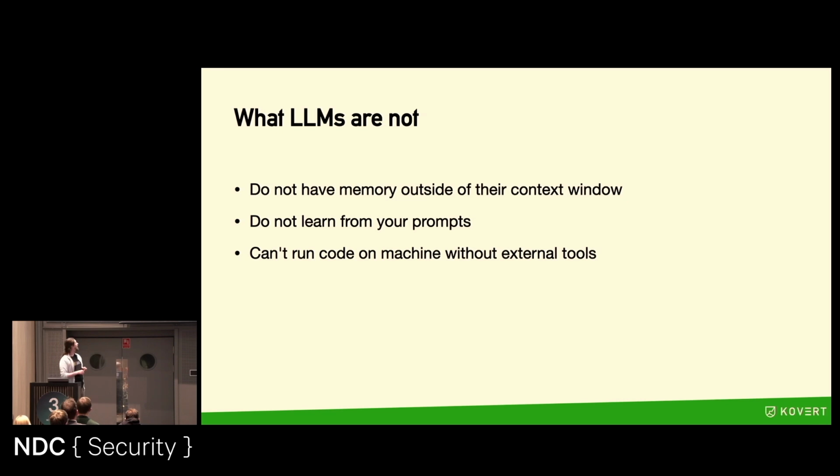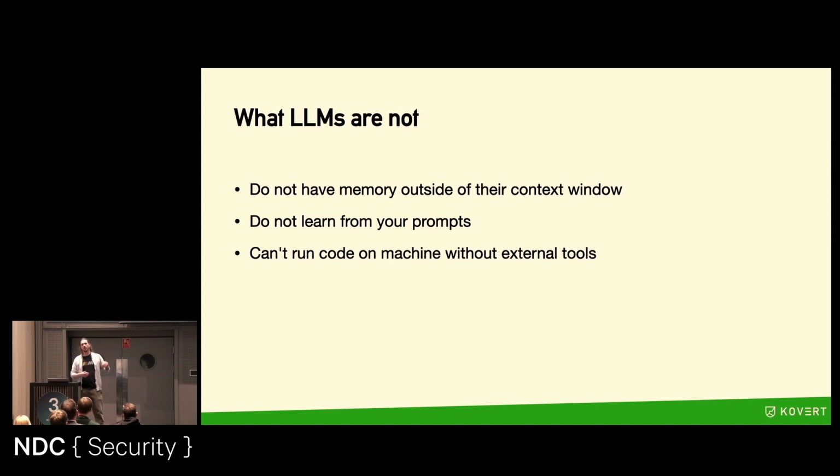So some of the things that these large language models don't do: they don't have any memory outside of their context window. Whatever you put in the prompt, that's what it knows of the world as it currently is. It has a lot of knowledge in its weights from its training data, but it doesn't know anything other than that.